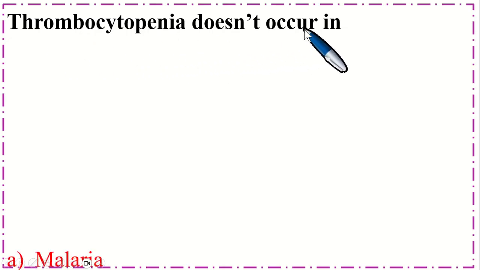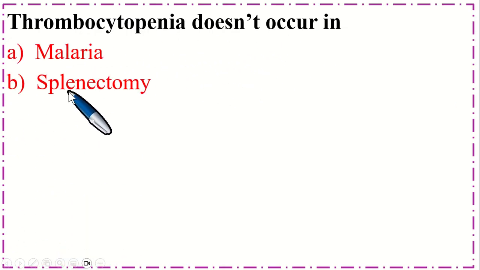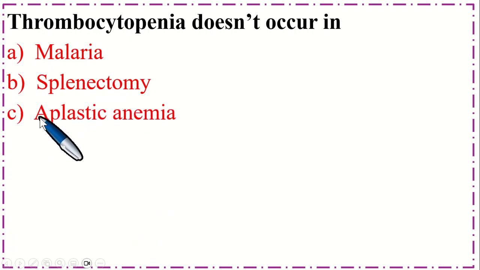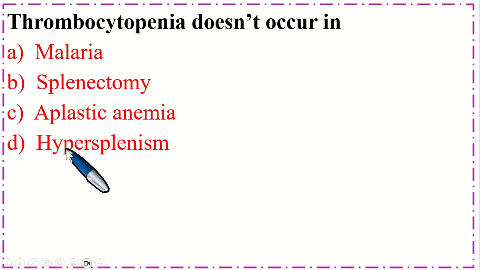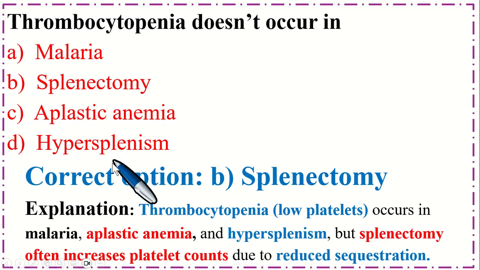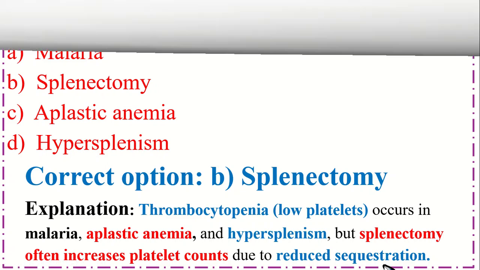Thrombocytopenia does not occur in: option A, malaria; B, splenectomy; C, aplastic anemia; and option D, hypersplenism. So the correct option is B, splenectomy. Explanation: thrombocytopenia (low platelets) occurs in malaria, aplastic anemia and hypersplenism, but splenectomy often increases platelet counts due to reduced sequestration.